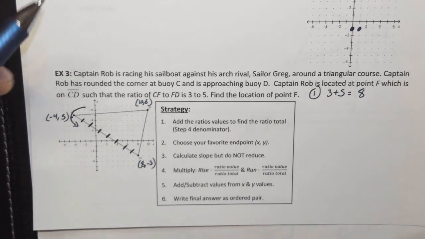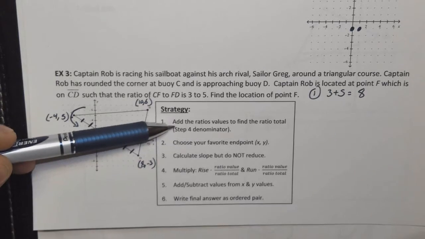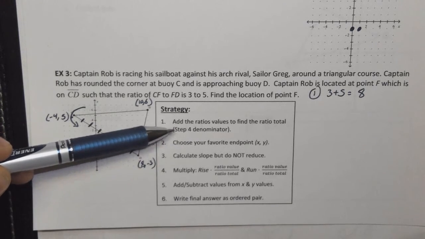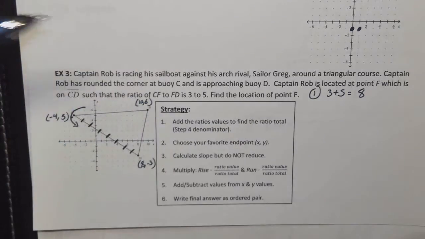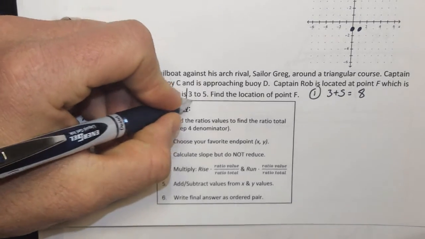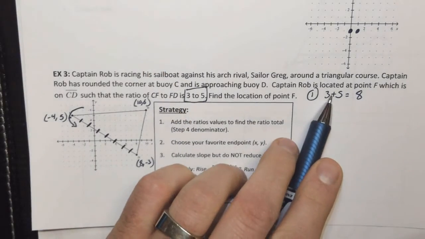So one of the first things we need to do is a little bit of a strange step right here. This first step says add the ratio values to find the ratio total. So our ratio was 3 to 5. And so if you take a look, I have my first step done right here.